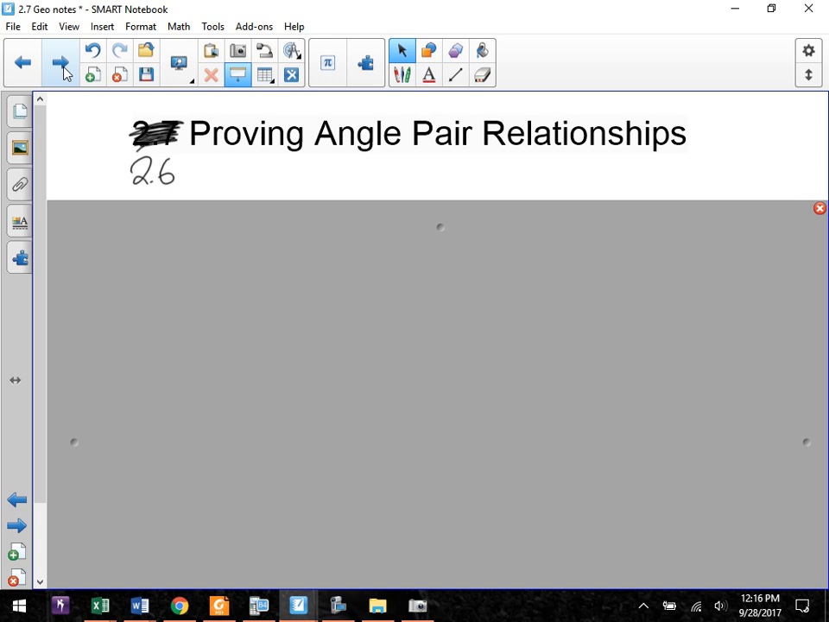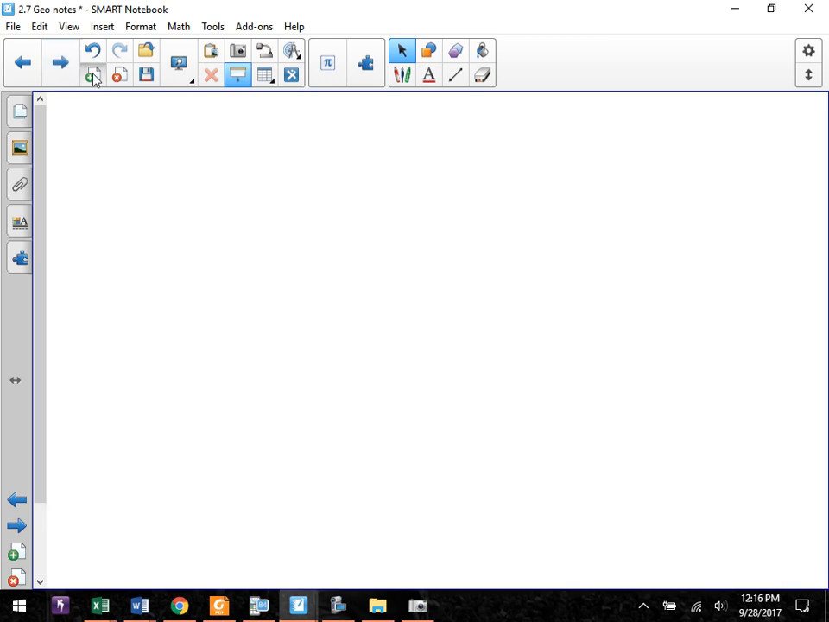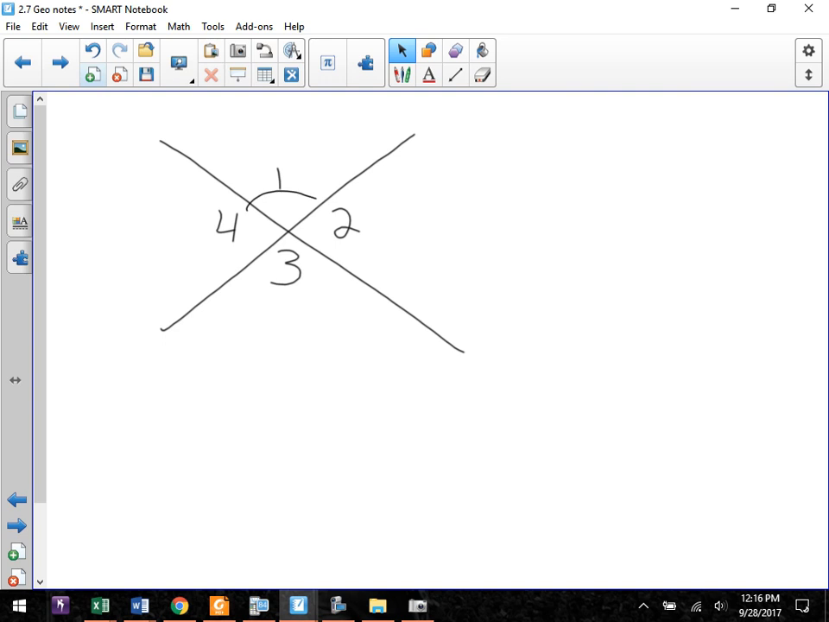Now, what's the relationship between 1 and 3? Yes, they're equal. Why? Because they're vertical. Just wait for me to say that. Yeah. Vertical angles, as you guys remember, vertical angles are congruent. We'll put that together as a progression later on when it comes up again.